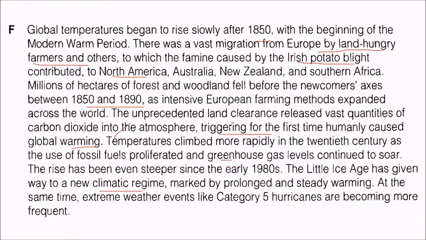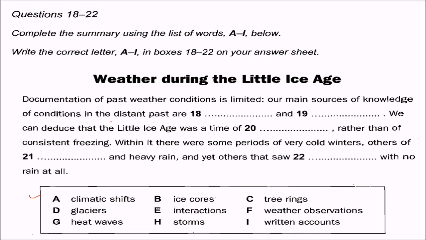Now let us go ahead and try answering these questions 18 to 22 based on the Little Ice Age. So documentation of past where the condition is limited. Our main source of knowledge of condition in the distant past are, what are the answers? We have to choose it from this, right? So these are ice cores and tree rings. We can deduce that the Little Ice Age was a time of dash, a time of climate shifts, rather than of consistent freezing. Within it, there were some periods of very cold winters, others of storms and heavy rain, and yet others that saw dash with no rain at all. 22 would be our G, heat waves.